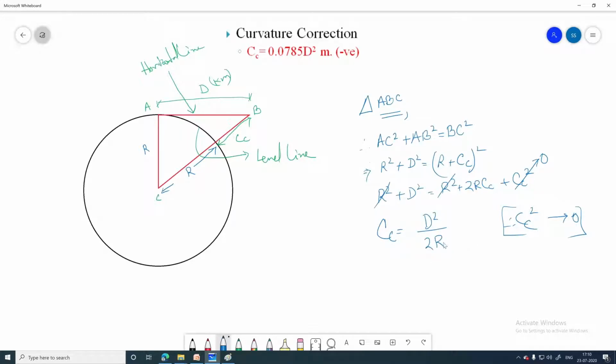So let's put the value of R over here, or we are directly putting the value of 2R, that is equals to the diameter of the earth, which is 12,742 kilometer. So the value that we get is D square by 12,742, that is in kilometer. So we just multiply it with 1000 to make it in meter, and the value of this will be same as this, that is 0.0785 D square.